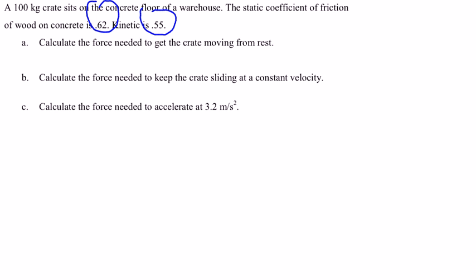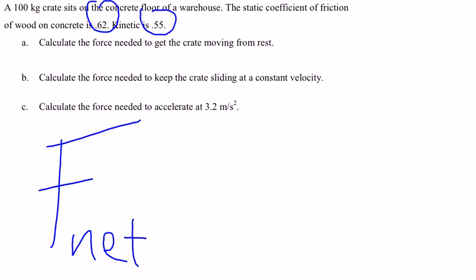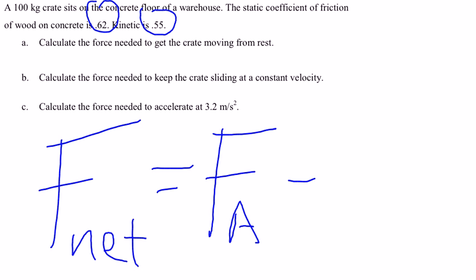So these problems, anytime you have friction, the whole idea is to set up with what's going on. And that means writing net force equals, and then you list forces that are acting on it. If we're talking about the force needed, then that is a force applied. And what's fighting against it? Friction. It's going the opposite direction. So I have net force is equal to force applied minus force of friction.